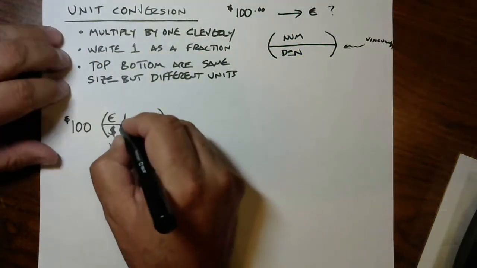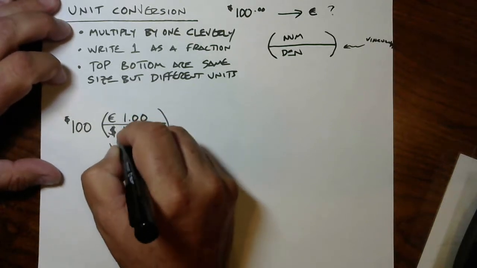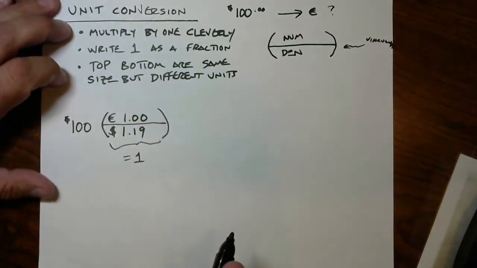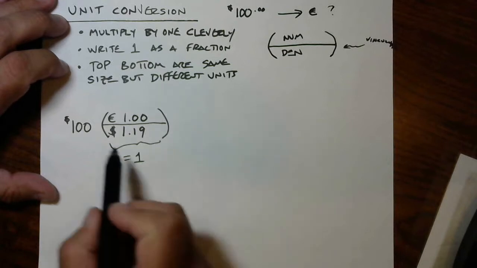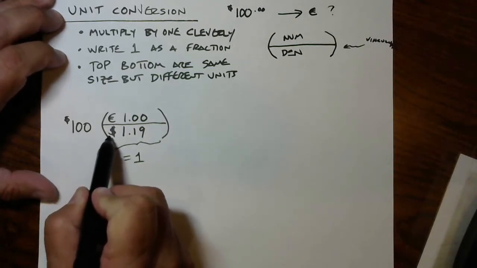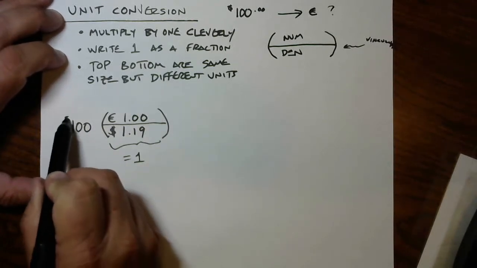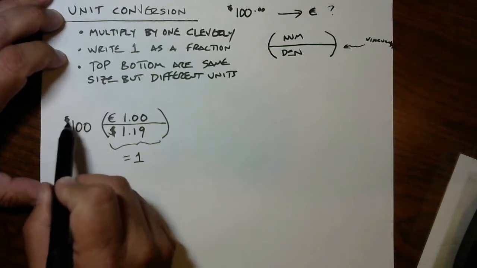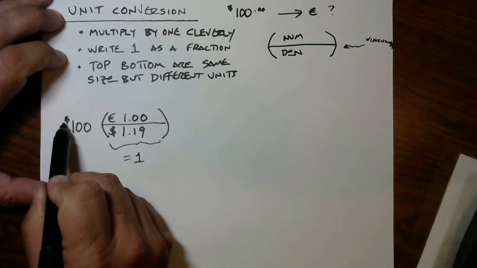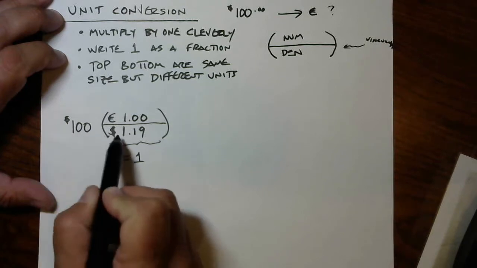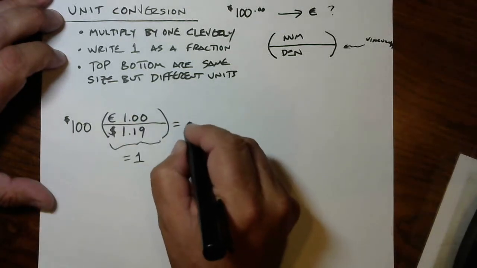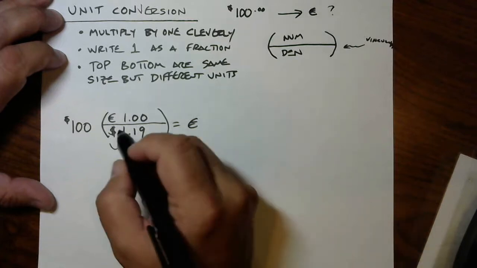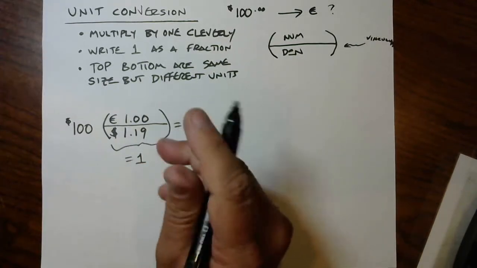So 1.00 euros and $1.19 is exactly the same size. Now, I had to put the dollars in the bottom here because I want to cancel. I've got dollars, which is assumed when you have a number that's not a fraction. Everything's assumed to be in the numerator. So the dollars are in the numerator. I put dollars in the denominator. It cancels out the dollars, and I'm going to be left with euros. And that means that I need to divide by 1.19.